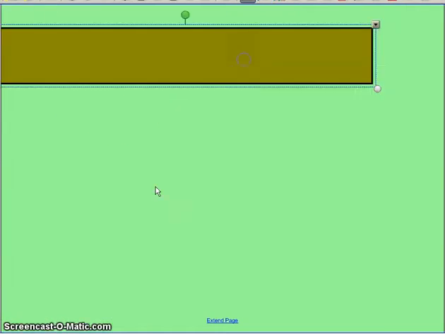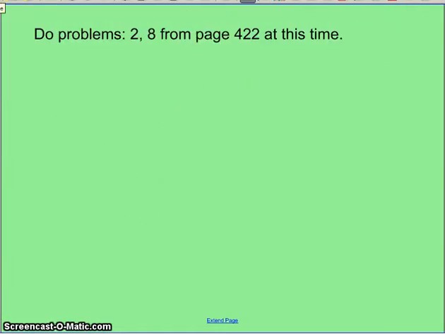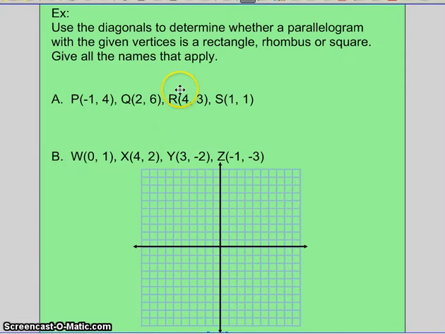Alright, here would be the regular geometry classes problems. We're going to move on here. Alright, it says use the diagonals to determine whether a parallelogram with the given vertices is a rectangle, rhombus, or a square. Give all the names that would apply.